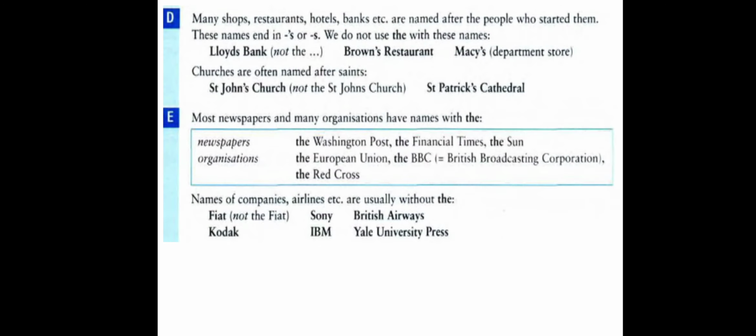Many shops, restaurants, hotels, banks, etc. are named after the people who started them or who established them. When we say the name of a restaurant or bank or hotel named after the person who established it or started it, then we don't use articles. It means when we have names of persons within names of restaurants and banks and hotels, we don't use the article there. Here we have Lloyd's, name of a person.